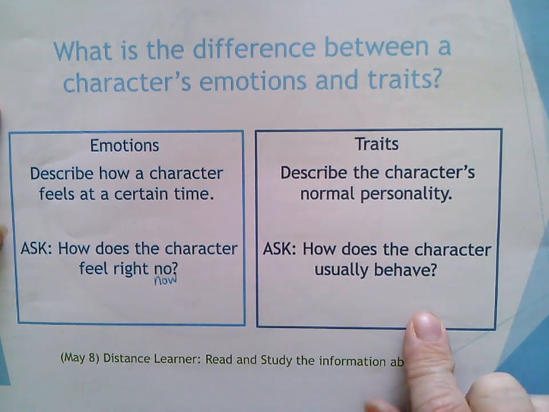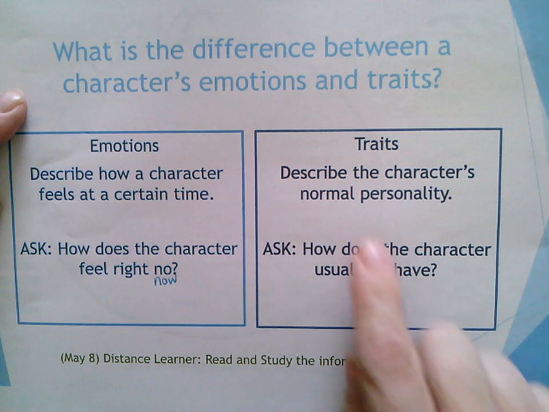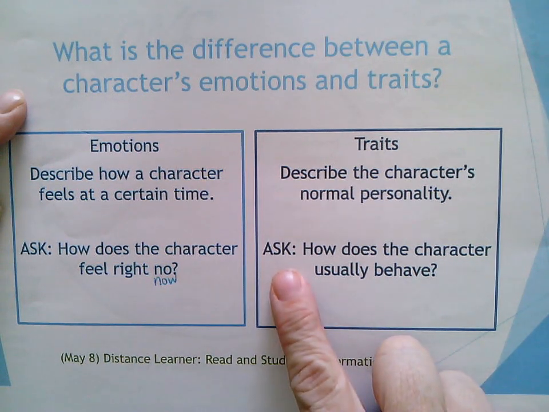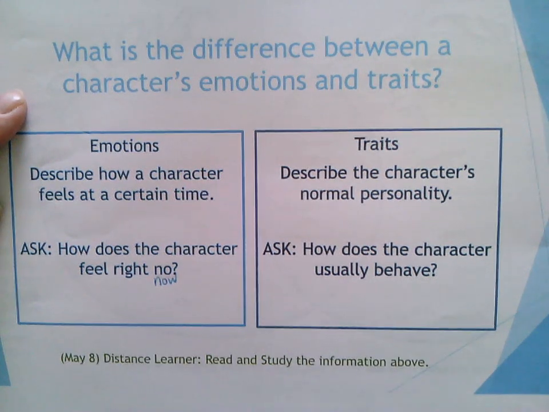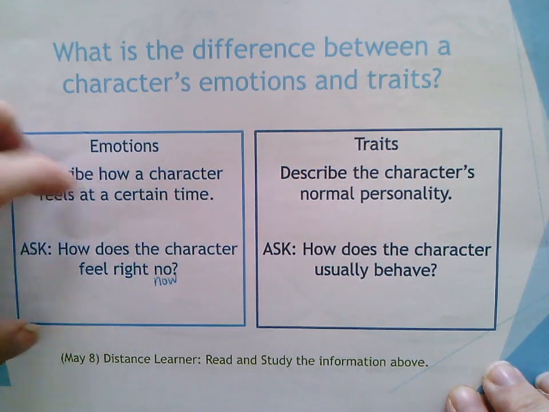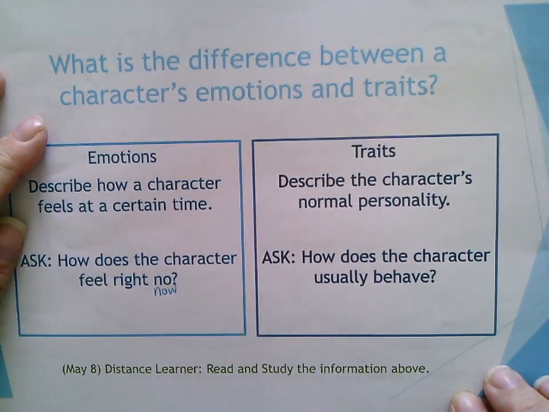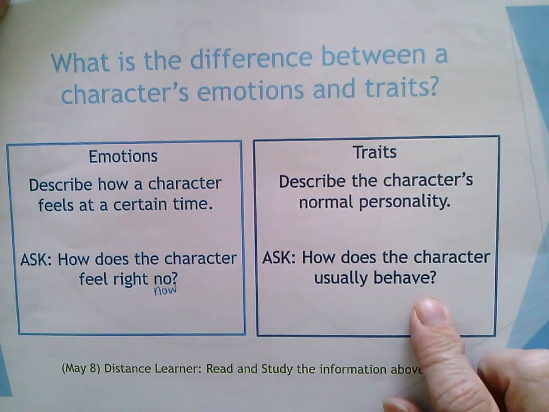Whereas if I go over to my right side on this sheet, the traits of a character describe the character's normal personality, like how they usually are on most days, how they are over a long time, like how you would describe them as a person usually. I can ask myself about a character's traits by asking, how does the character usually behave? So the emotions are how they feel right this minute, and the traits are how they usually are, what their personality's like.